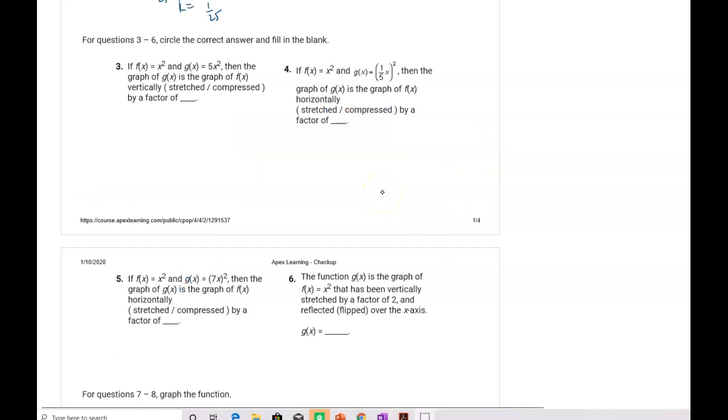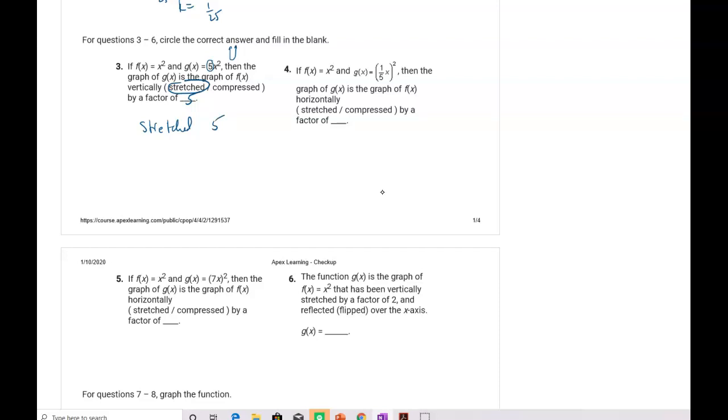So here, it says circle the correct answer and fill in the blank. It says if f of x equals x squared and g of x equals 5x squared, then the graph of g of x is the graph of f of x vertically. And remember, if this number is bigger than 1, it's going to get more narrow, which means it's a vertical stretch by a factor of 5. So it's stretched by a factor of 5.